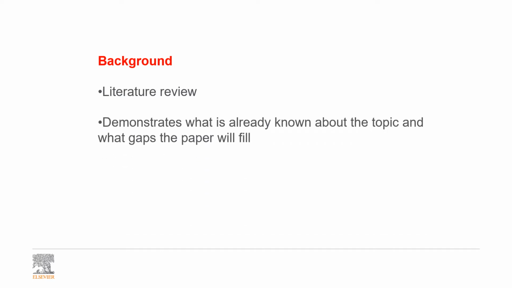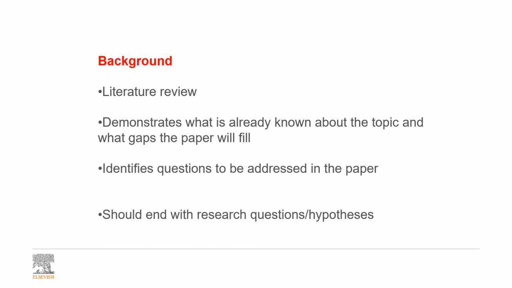The background to the study is essentially a literature review, not a systematic literature review, but it looks at the main aspects of the literature that are of interest to your study and support your study. Here you should try to demonstrate what's already known about the topic and what gaps your paper will fill, and identify the questions to be addressed in the paper. And you should try to end with a research question, or in some cases perhaps a hypothesis.